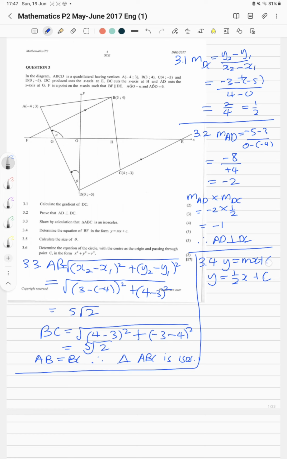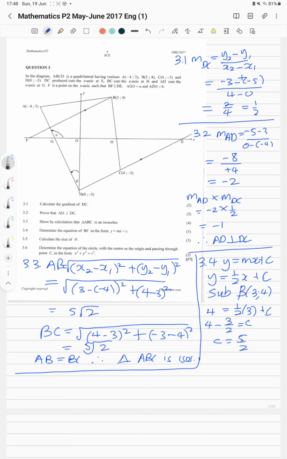And to find the c, go back to your line BF and you need to find a point to substitute. And yes, we do have the point 3 and 4. So we substitute point B, 3 and 4 into that. So y value 4 equals half into 3 plus c. Keep the c on your right hand side. C then equals 4 minus half of 3, which is 3 divided by 2. And subtracting carefully, your calculator should give you c equal to 5 over 2.